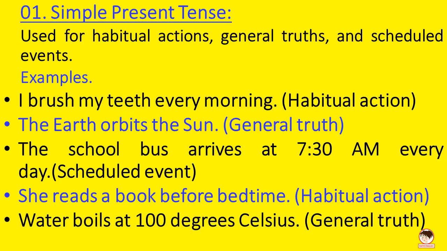Simple present tense. Used for habitual actions, general truths, and scheduled events. Examples: I brush my teeth every morning. Habitual action. The Earth orbits the Sun. General truth. The school bus arrives at 7:30 a.m. every day. Scheduled event.